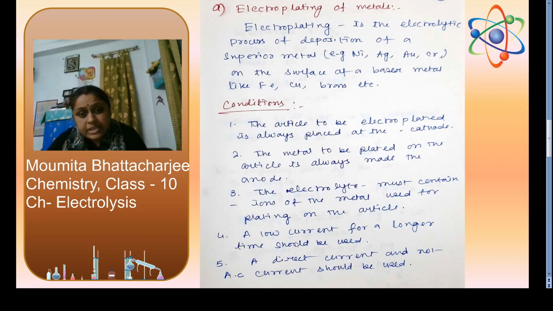Next one, a low current for a longer time should be used because higher current causes uneven deposition of the metal. Longer time and low current give a thicker uniform deposition. So we can say for uniform smooth deposition we need a low current for a longer time. Next one, a direct current and not AC should be used because AC causes discharge and ionization alternately at the cathode, thus giving no effective coating.